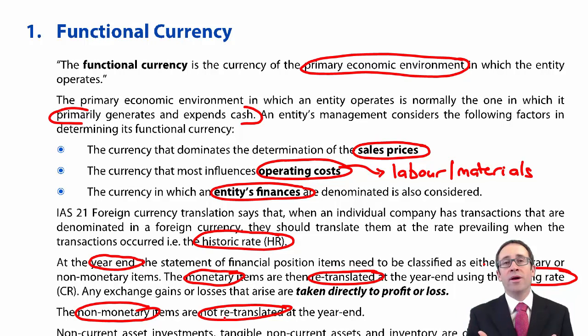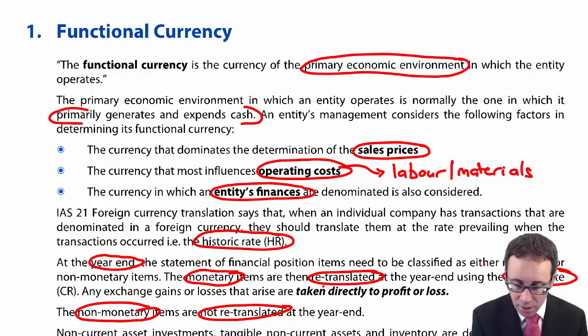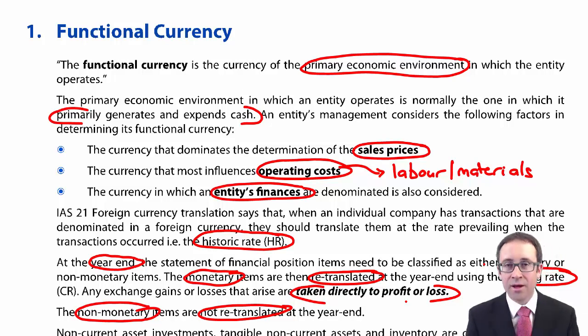Okay, the only other bit that we can go through and add is what happens when we retranslate our monetary items at the end of the year. Well, gains and losses that you have are taken directly to profit or loss. The standard doesn't specifically say where exactly they should go, but it's therefore entirely up to you. Just for now, just be happy that they are taken to profit or loss, whether that is a gain on retranslation or a loss on retranslation.